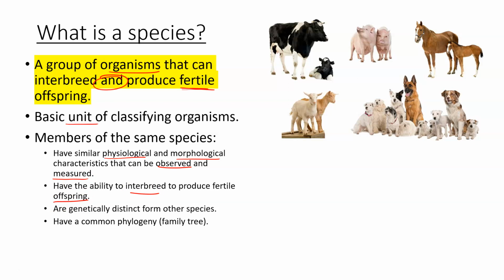They are genetically distant from other forms of species, meaning that a cow is genetically distant from a pig, and they're genetically distant from a cow, and they're genetically distant from dogs. But members of the same species, like all of these dogs, are more recently related than they are with all the other organisms. And they have a common phylogeny or a common family tree. Those can actually be mapped. We'll talk about that more when we get into genetics.